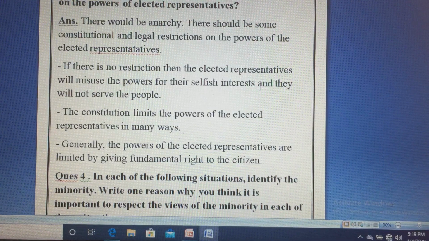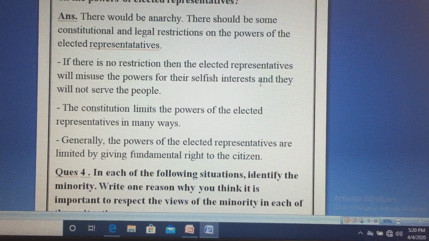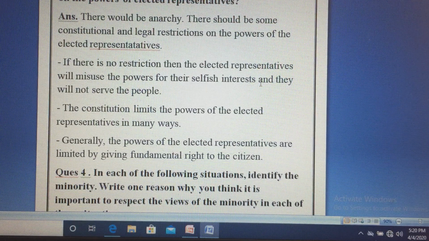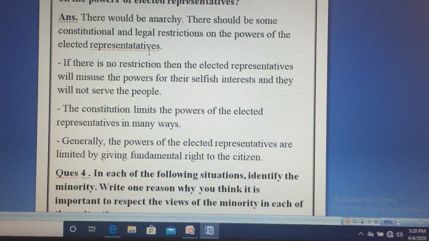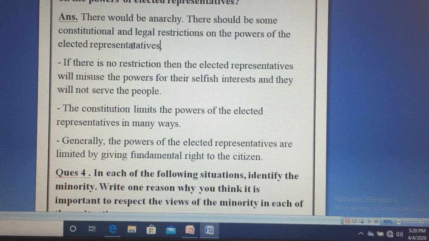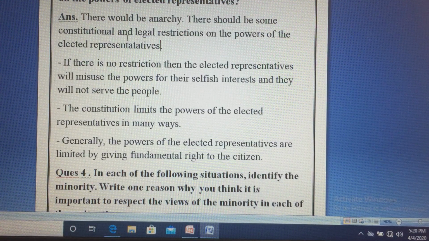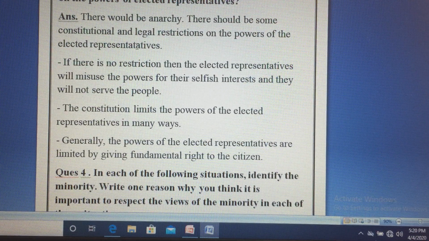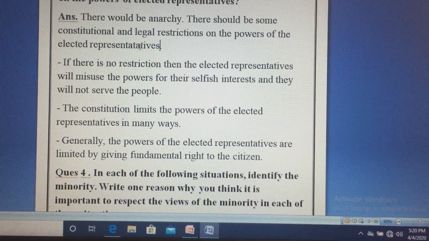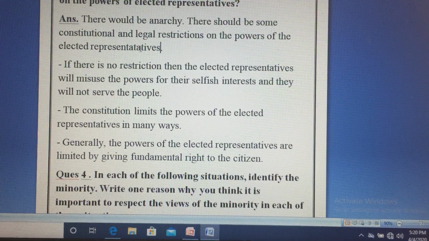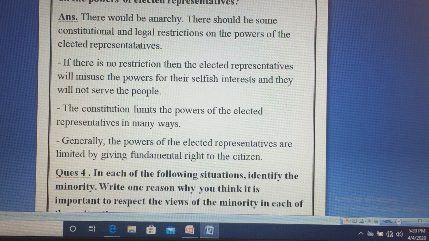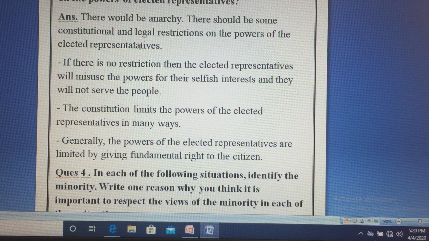Now, what would happen if there was no restriction on the powers of elected representatives? Suppose there are no restrictions on any elected representative. What will happen? There would be anarchy, with nothing in proper condition. There should be some constitutional and legal restriction on the powers of the elected representatives. Obviously, there should always be some restriction on their powers. If there is no restriction, then the elected representatives will misuse the power for their selfish interest, and they will stop serving people and start serving their own purposes.